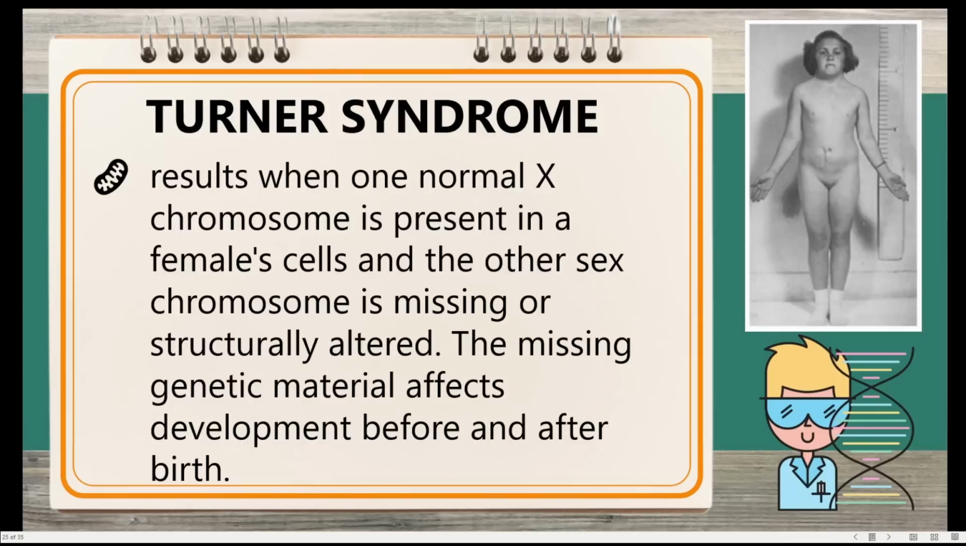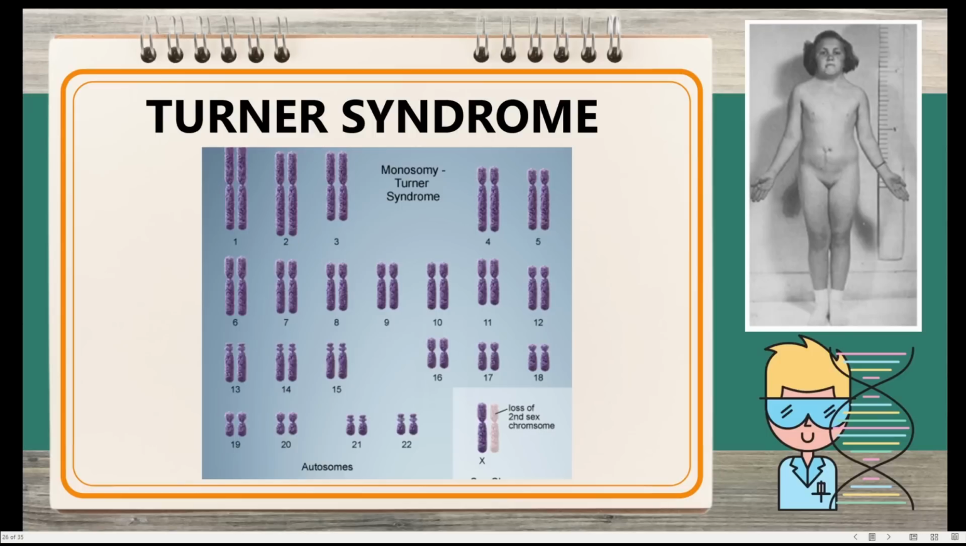So what is the effect of this? The effect of this is that the development of the female characteristics would be affected. Usually, medyo pandak sila, short stature, and then this occurs in about 1 in 2,500 newborn girls. Dito makikita natin na medyo grayed out yung second sex chromosome. So, X lang ang natira instead of XX.